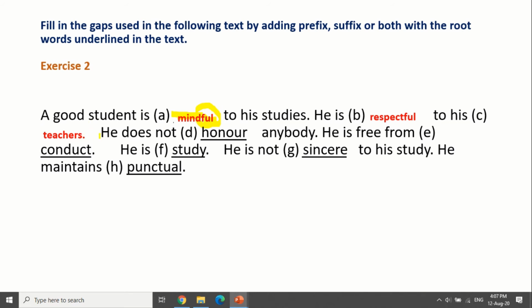Then the next line, he doesn't honor anybody. So you can understand that a good student will honor everybody, right? A good student will honor everybody, but in this sentence the meaning has become quite opposite.